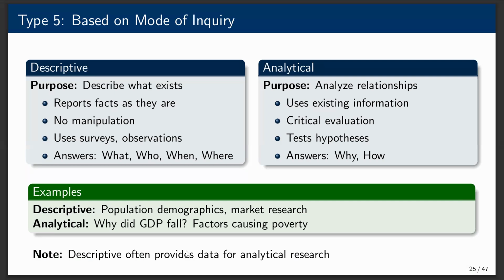So you can see descriptive, for example population demographics, market research, they are part of descriptive research. But in analytical, why did GDP fall? Factors causing poverty. So this kind of examples are there. Note basically what it is saying: descriptive often provides data for the analytical research.